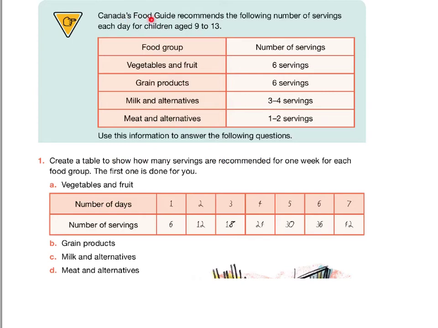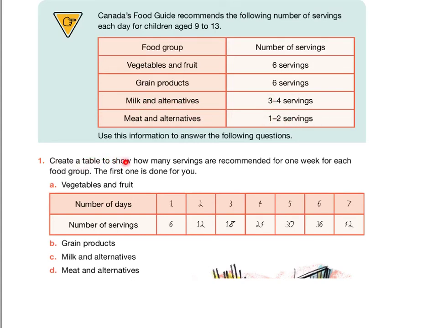Here we have Canada's Food Guide recommends the number of servings each day for children aged 9 to 13. That would be you. So from the fruits and vegetables group, you should be having up to 6 servings. And I think a serving is usually about the size of your fist. Grain products, you should have 6 servings. Milk and alternatives, 3 to 4 servings. And meat and alternatives, 1 to 2 servings.